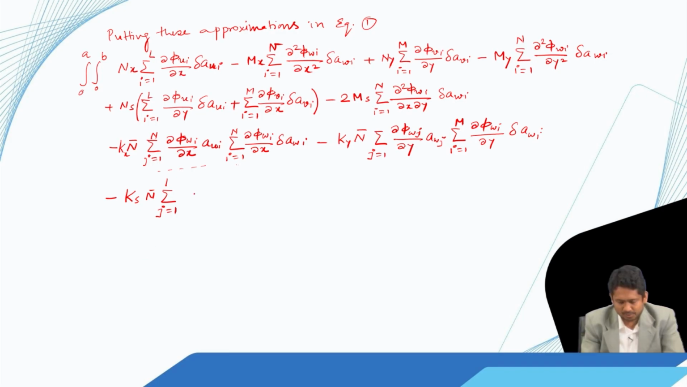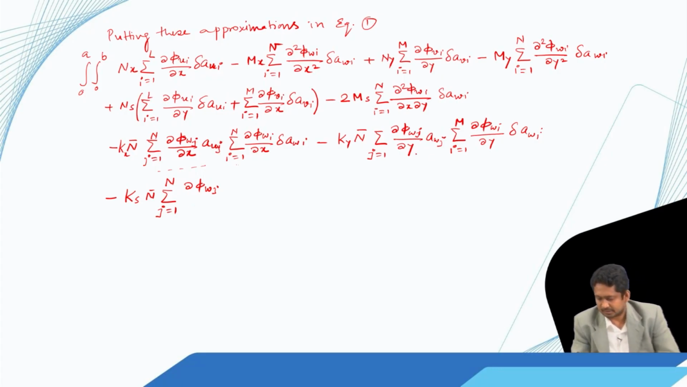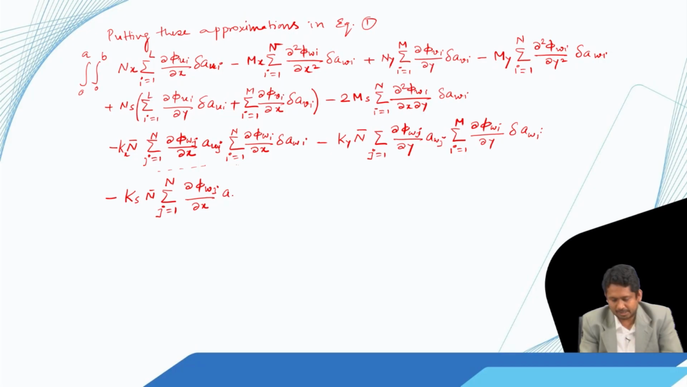Now, we have ks into n bar. So, j going from 1 to again n, we have del w. So, this is j. Now, we have del w j by del x multiplied by a w j, and then we have variation of del w by del y. So, i equal to 1 to n multiplied by del w i by del y into variation of a w i.